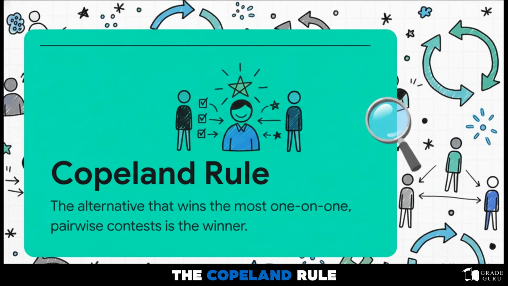Next, we've got the Copeland rule. The best way to think about this is like a round-robin sports tournament. Every candidate goes head-to-head against every other candidate. We see who wins each matchup, and the one who wins the most one-on-one contests is our Copeland winner. It's really good at finding a candidate with broad, not just deep, support.